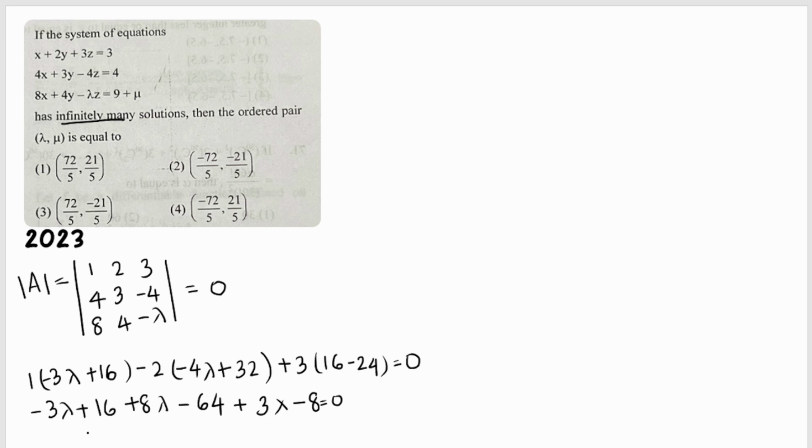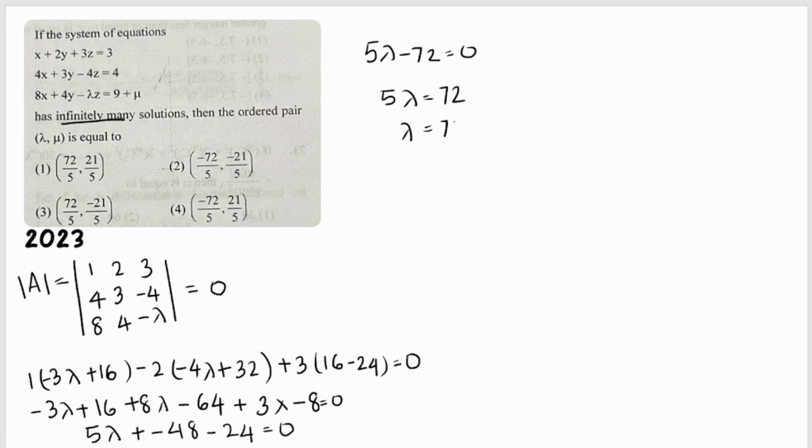Then you have 8 lambda minus 3 lambda is 5 lambda. Then 16 minus 64 is minus 48. Then you have minus 24 equals 0. On solving, you will get 5 lambda minus 72 equals 0. 5 lambda equals 72. Lambda equals 72 by 5. This is the value of lambda we'll get.